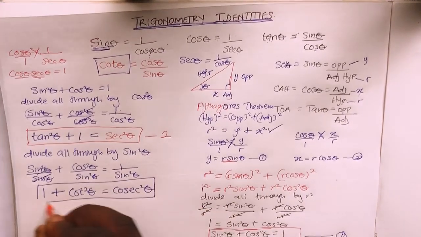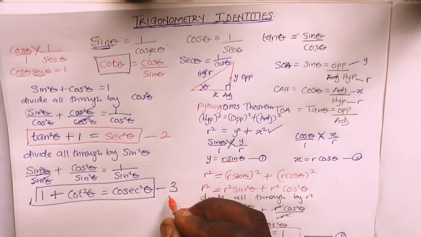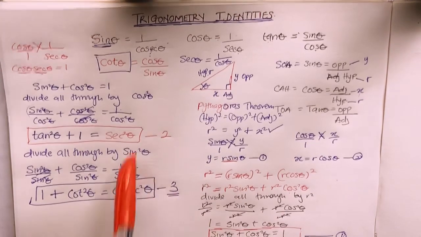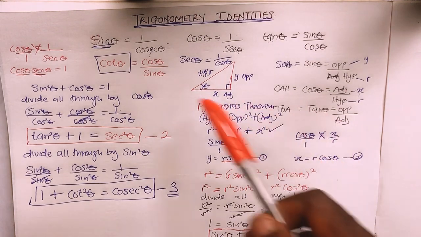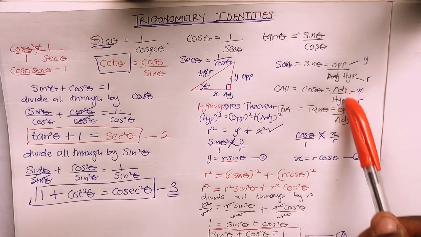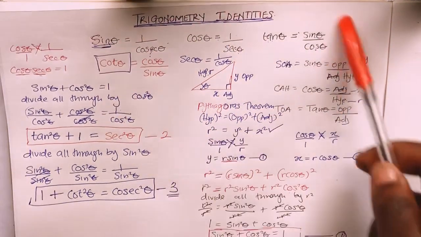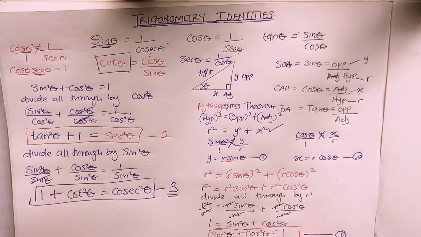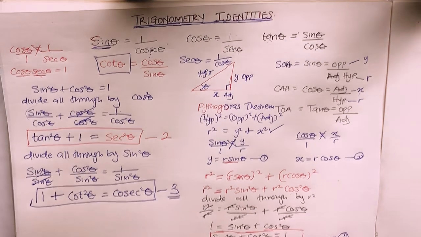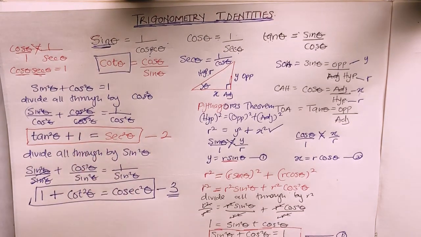Very simple. So these are my basic derived identities. That is the derived identity, what we can derive using our Pythagoras theorem and also my basic identities. Now looking at this, I have sin squared theta plus cos squared theta equals to 1, and I have my tan squared theta plus 1 equals to sec squared theta. I also have 1 plus cot squared theta equals to cosec squared theta.